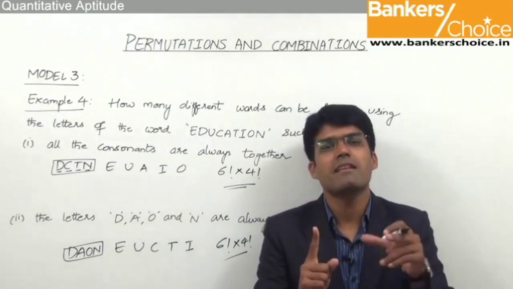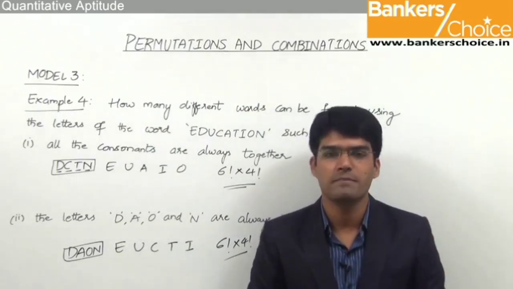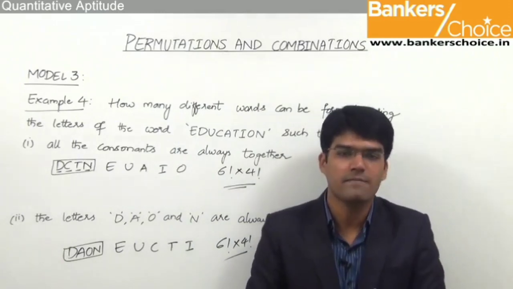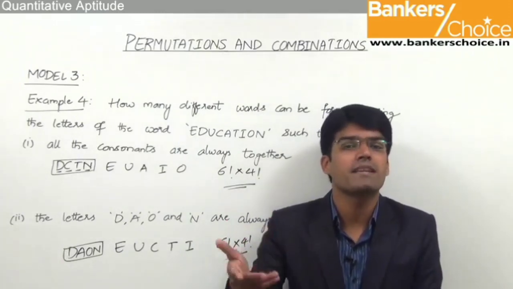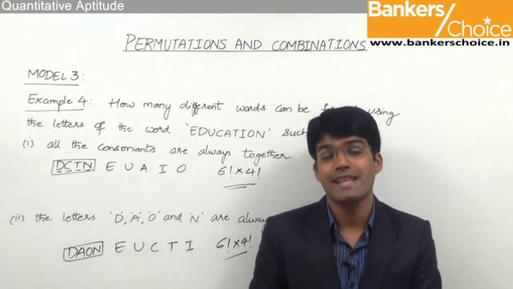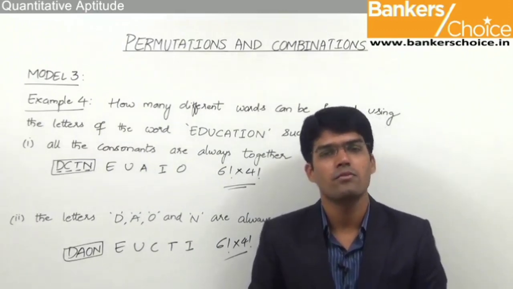Now 1 person and remaining 4 girls. Altogether we have 5 persons. 5 persons can be arranged in 5 factorial ways. Internally the boys can be arranged in 4 factorial ways. So in that case the answer would be 5 factorial into 4 factorial.